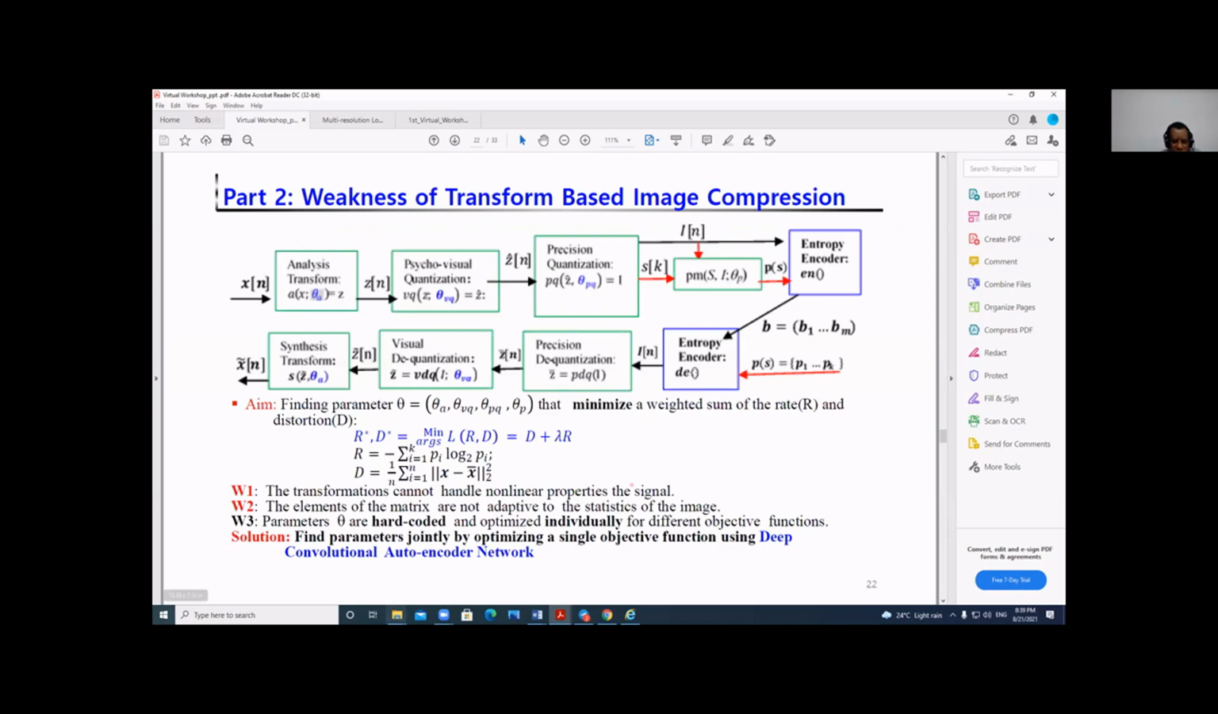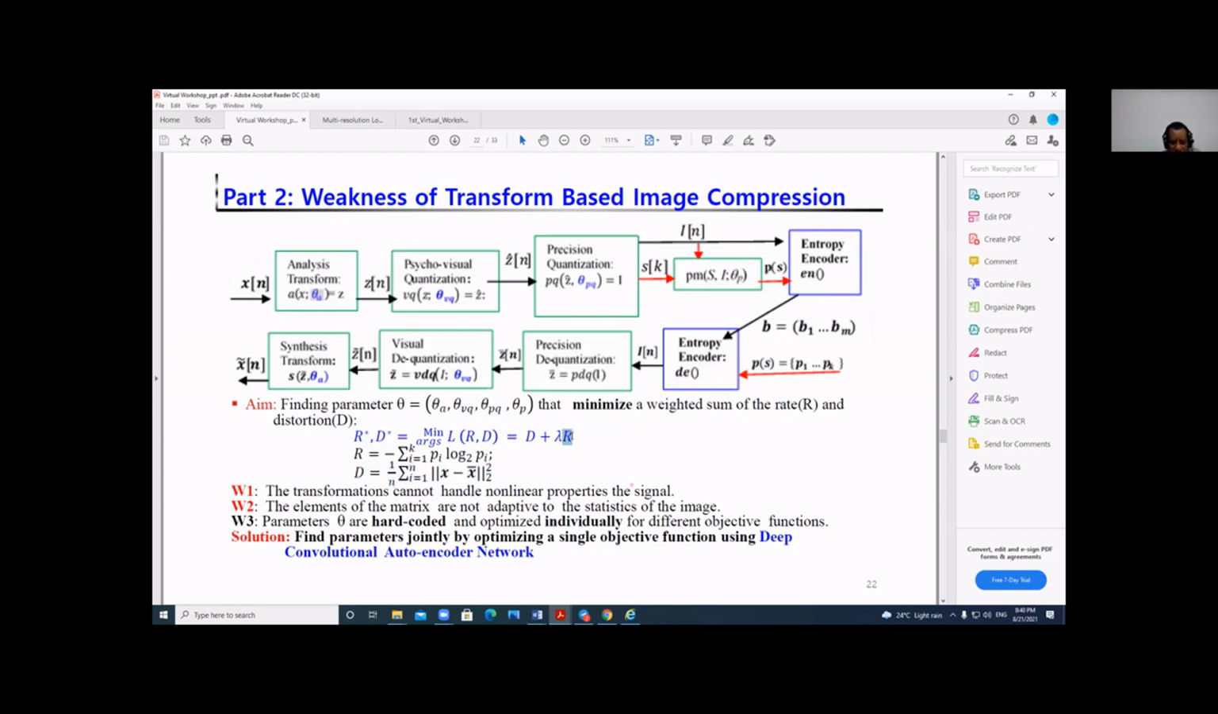So part two, weakness of transform-based image compression. What are the weaknesses we have seen so far? When we develop an image compression system, we have a purpose: to minimize the number of bits that represent the original image. At the same time, when we receive it, we have to reconstruct or decompress it. Then the difference between the original value and the reconstructed value should be minimum. So we are trying to minimize the error or the distortion.